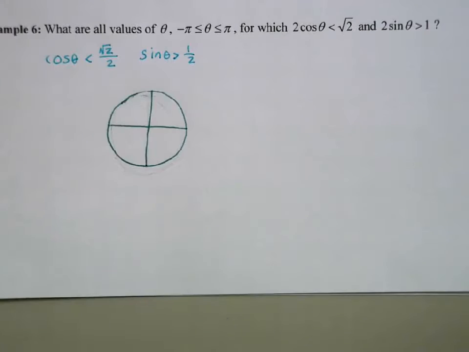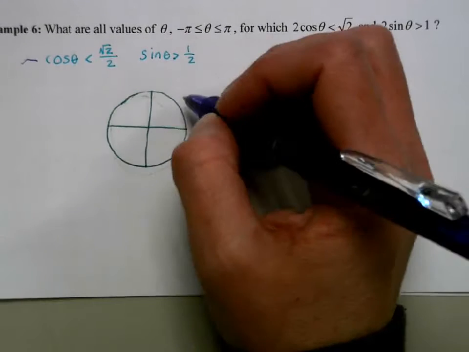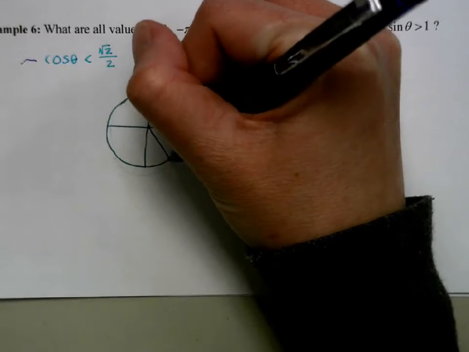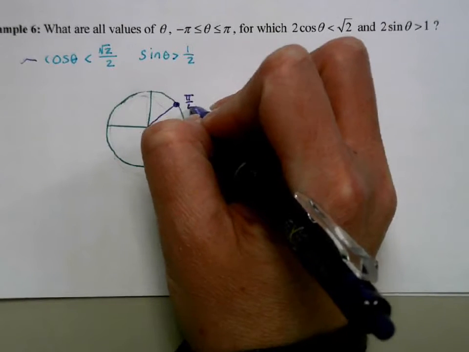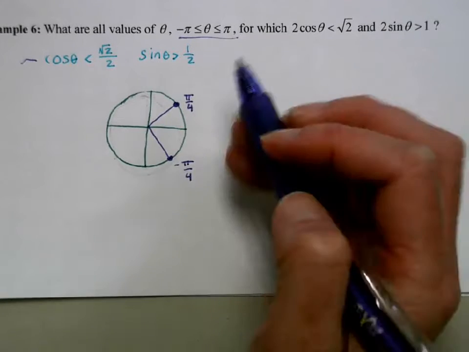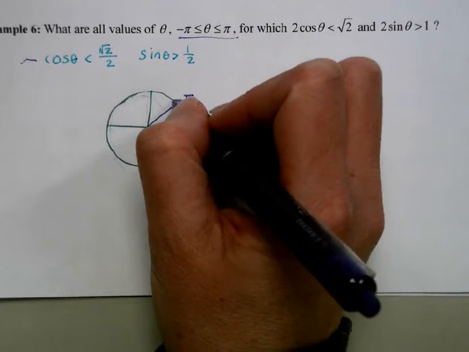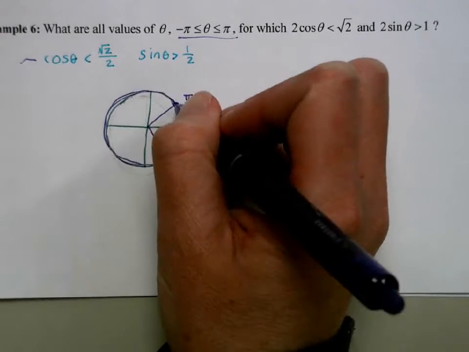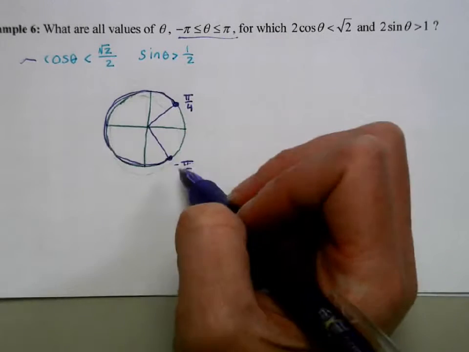So first we're going to look at cosine being less than root 2 over 2. So here, cosine, mark this in purple, root 2 over 2 is going to be here, and my x-coordinate is here. This is π/4. Between negative π and π, this is going to be a negative π/4. And we want it to be less, so that's going to be all of these values. So from π/4 to π, and from negative π/4 to negative π.